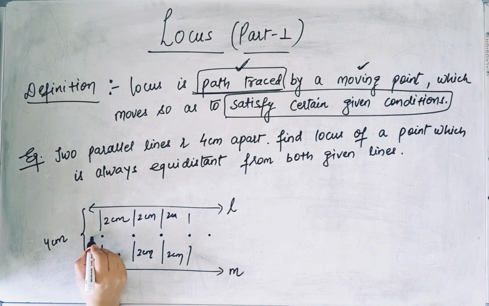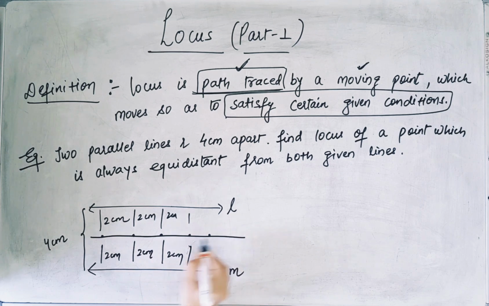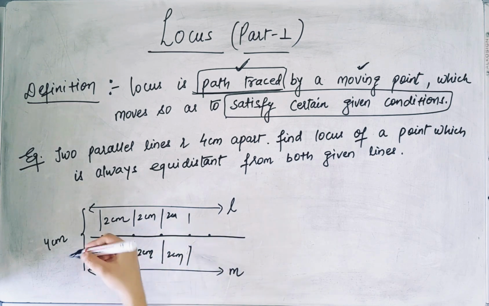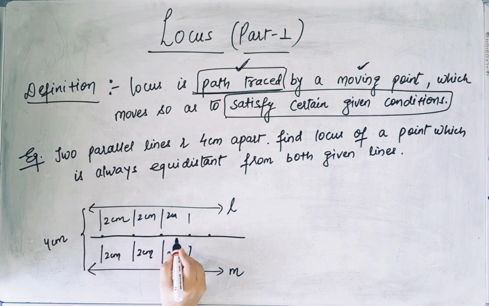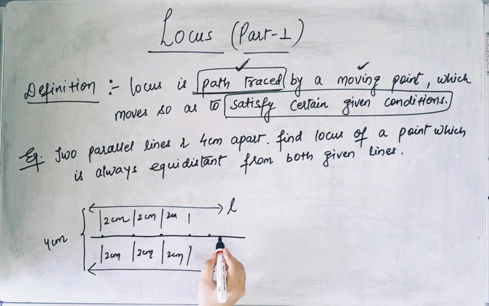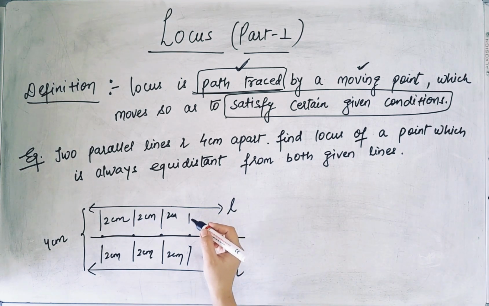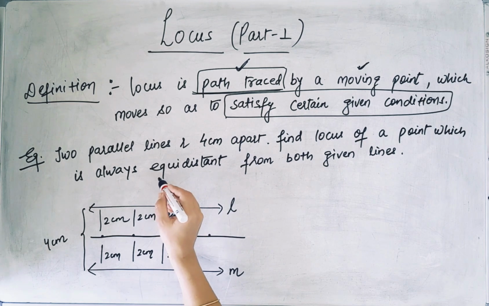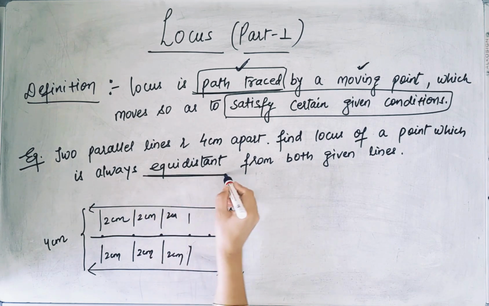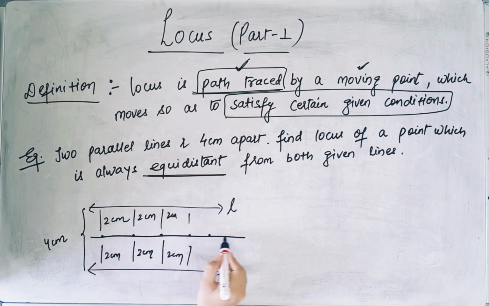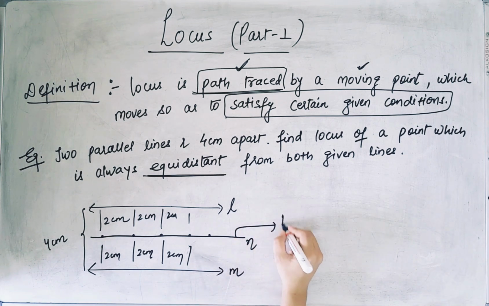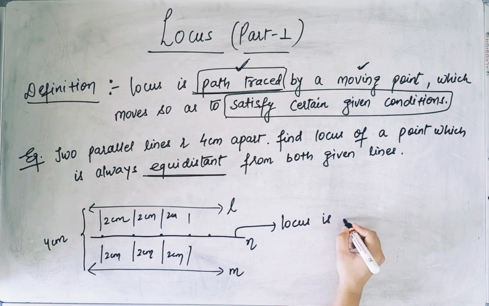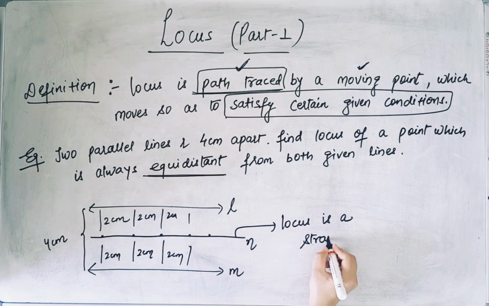Now what is the path traced? This is the path traced. Thus we have satisfied the definition. Locus is what? It is the path traced by a moving point which moves so as to satisfy certain given condition. यहाँ पर क्या condition given थी? That this locus should be equidistant from both the lines. So this is equidistant from both the lines. Now this locus which we have got, this is the locus and this locus is a straight line.